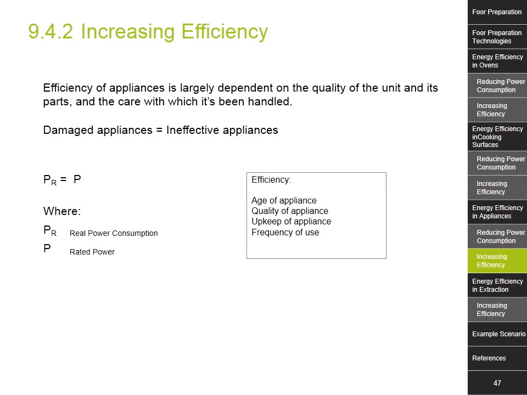Having established the likelihood of any improvements made regarding power reduction being a result of replacing appliances, efficiency here is seen to be more closely related to the age and quality of the appliance. This should be a key consideration when judging whether it's appropriate to replace an appliance or not, and when selecting new appliances. The general upkeep and frequency of use should also inform this decision.